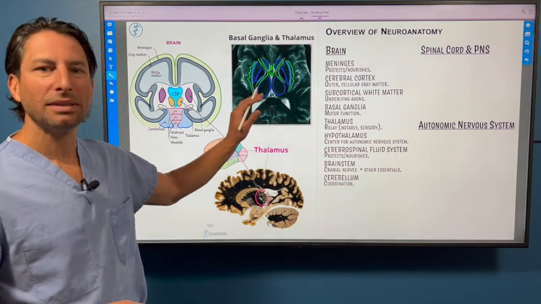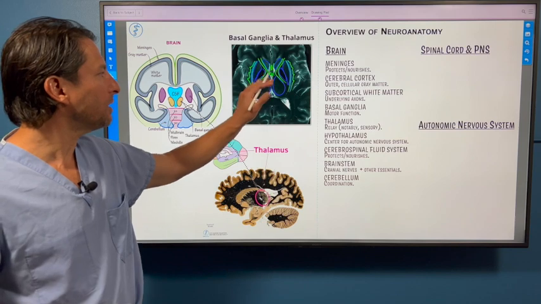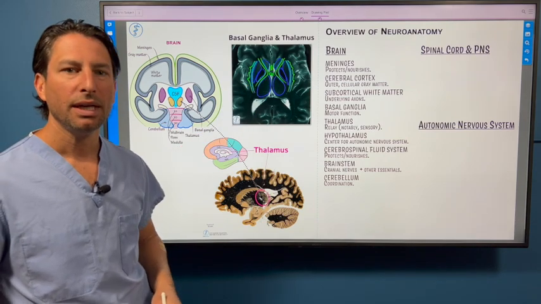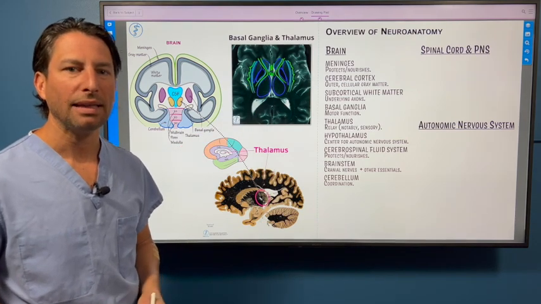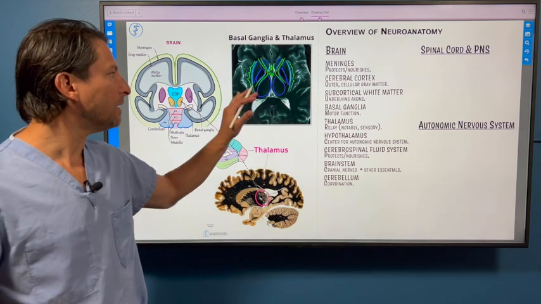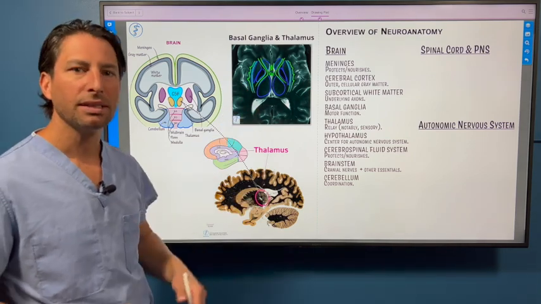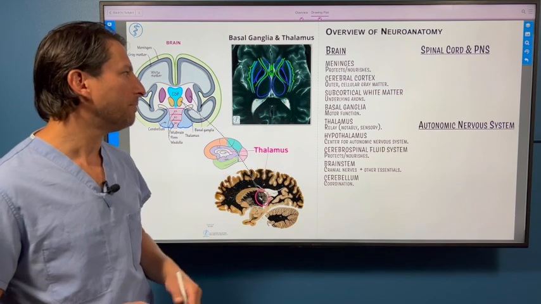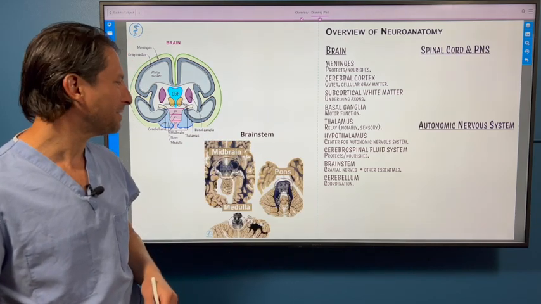This is an axial T2 view with delineation of all of these different structures. You can find this radiographic atlas on the site. It has all the different views and delineations and then naming of microstructures and macrostructures.